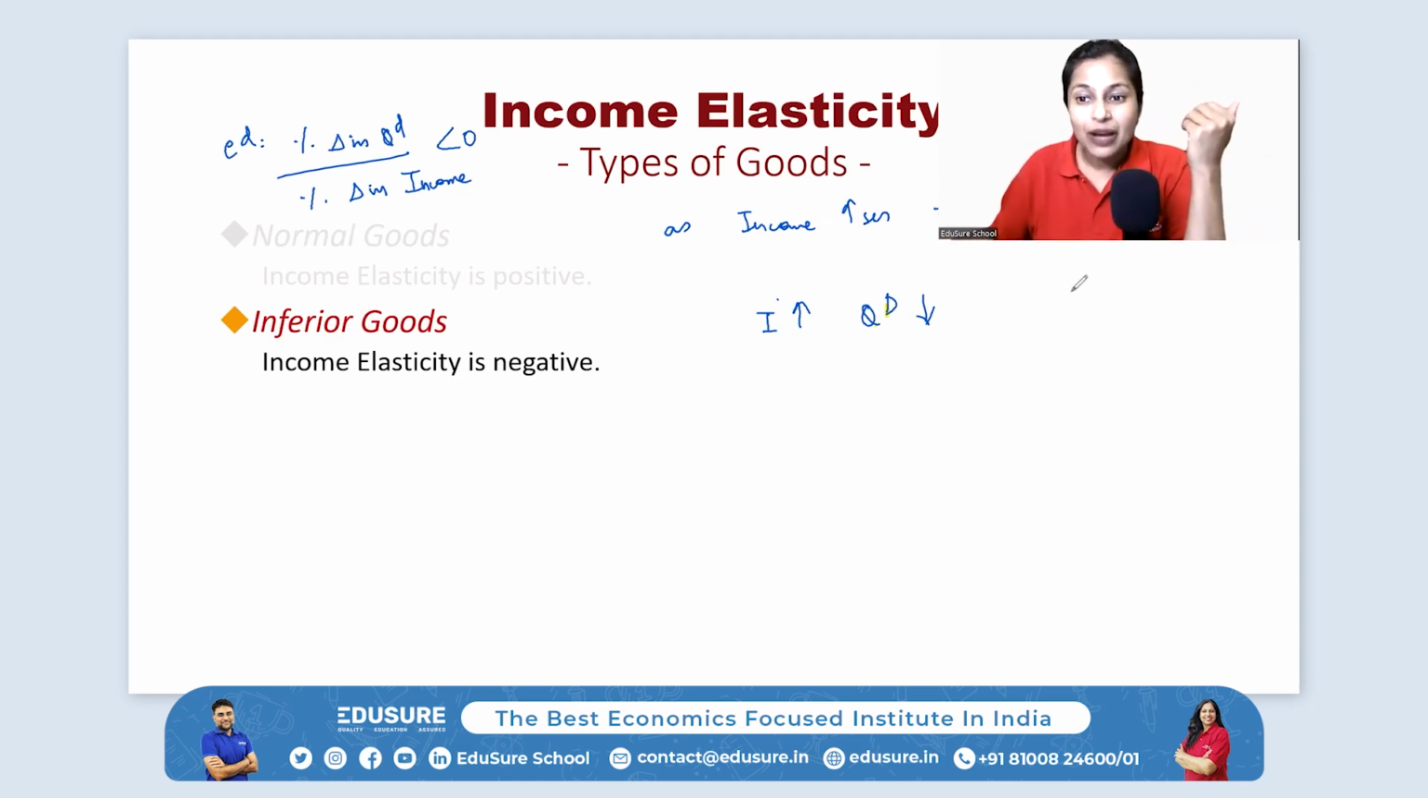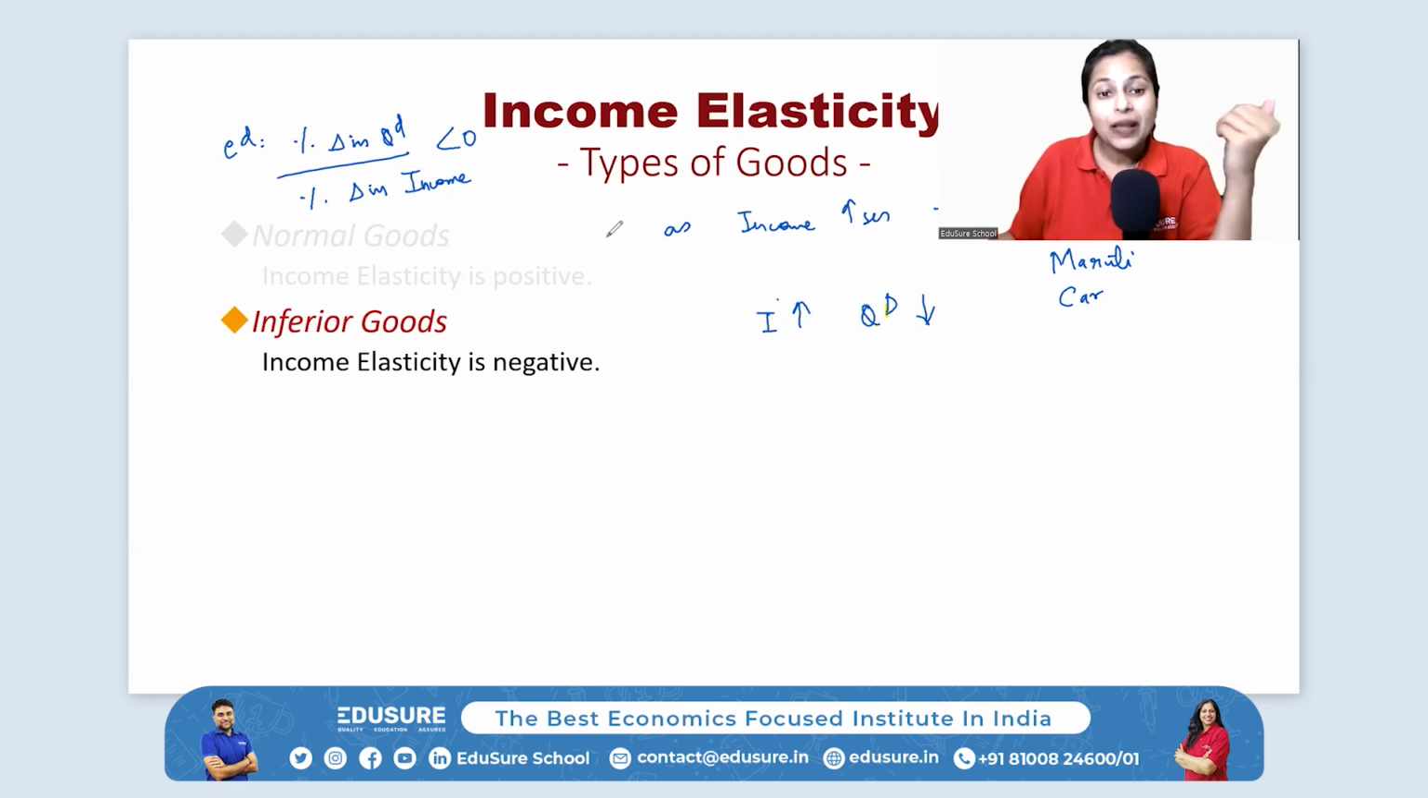For example, if there is a Maruti car, this Maruti car may be normal when you initially started working. So initially when you started working, you got some income and you bought a Maruti car. But as your income increased further, you don't want a Maruti car now. Now you want a better car.